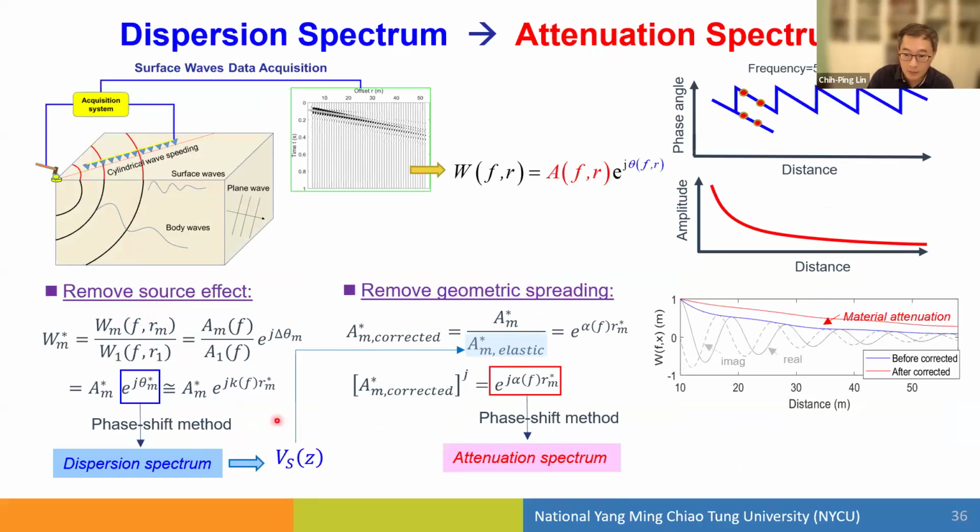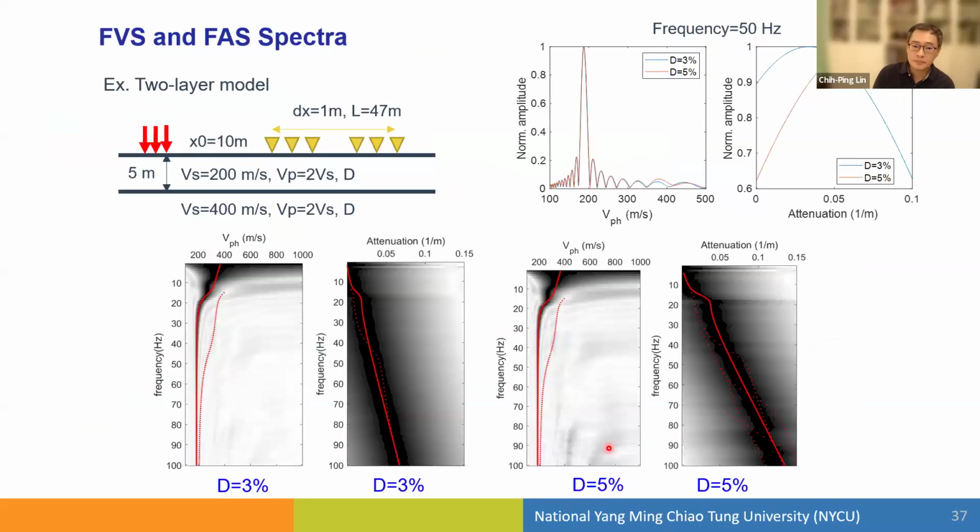In the dispersion spectrum inversion, we already get the shear wave velocity profile. So when you have a structure, we can perform purely elastic simulation, and by normalizing with the elastic response, we end up with a term which is related only to material attenuation. In this way, with a layer model, we can simulate the dispersion spectrum and the attenuation spectrum.